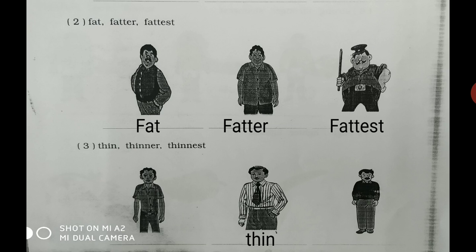Third number has been given: thin, thinner, thinnest. First of all, we pick out which is the thinnest person, first, second or third? First. Okay. So thinnest has been written below the first person. Then just hide the first person and compare the second and third. Which is thinner between them? The third person. So below the third person write thinner, and the second person is the positive form of the adjective and it will be thin.